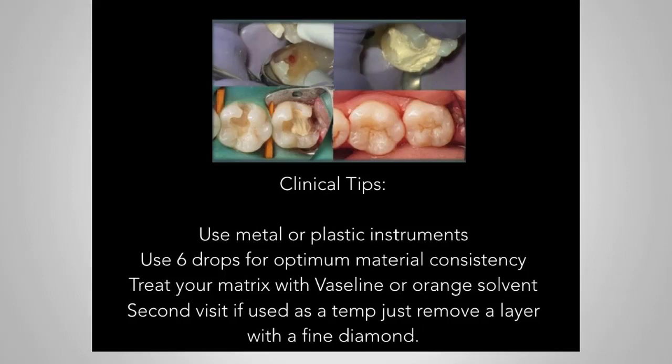All right, use 6 drops of the liquid to get you to the right consistency. You want to put something on your matrix band, kind of like if you were placing a GI. You want to lubricate it somehow so that it doesn't stick, and when you pull it off, it doesn't pull the restoration with it. And again, if you're going to use it as a temp, as an interim restoration, you can then just go in and remove part of it and use it as a base, and then place your material of choice over it.